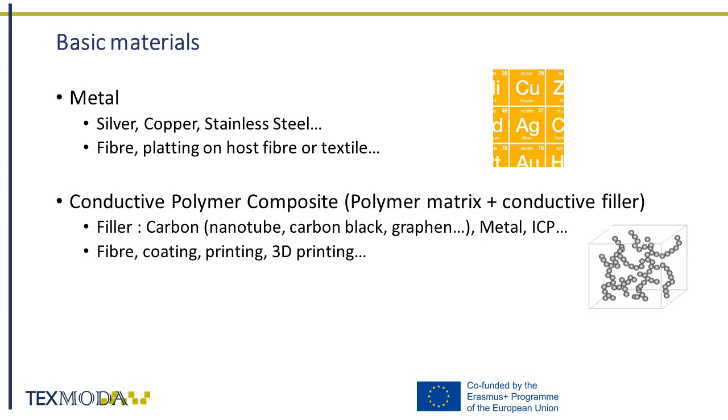The second basic material family is CPCs. CPC are conductive polymer composites. They are composed of a polymer matrix and a conductive filler. Of course, the aim of the blend is to be conductive. Thus, a sufficient quantity of filler must be added to form conductive paths through the composite.